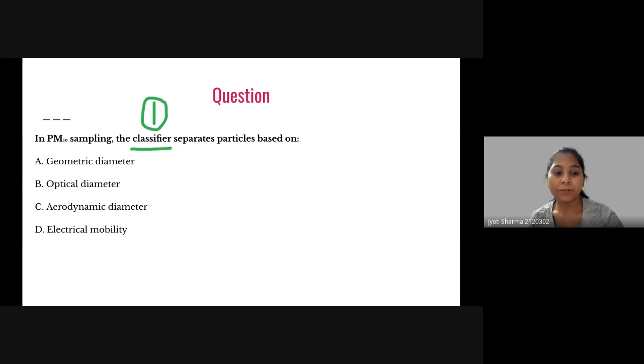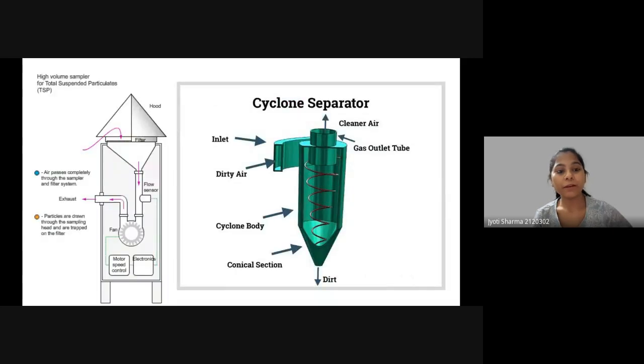Geometric diameter, optical, aerodynamic. Yes, answer C is the right one. The first thing we need to know is what we mean by this classifier. The second is what the differences are between these three types of diameter. No doubt answer C is the right one. So let's discuss these things.